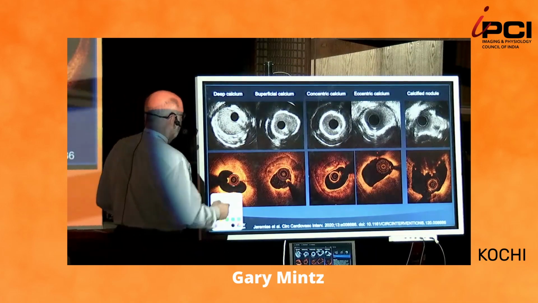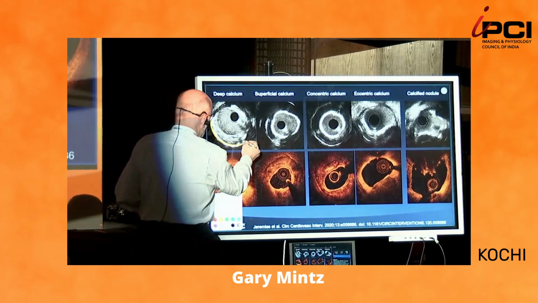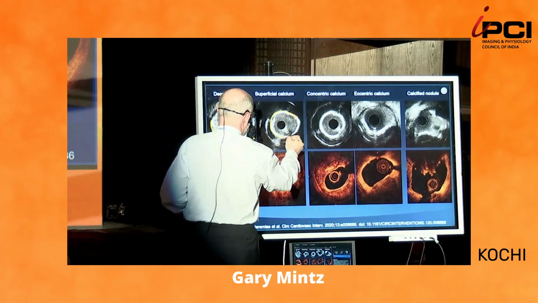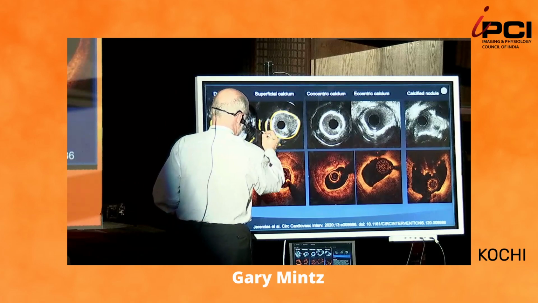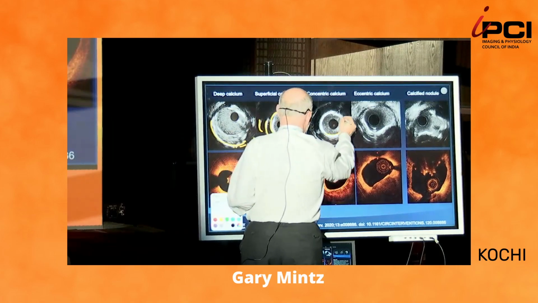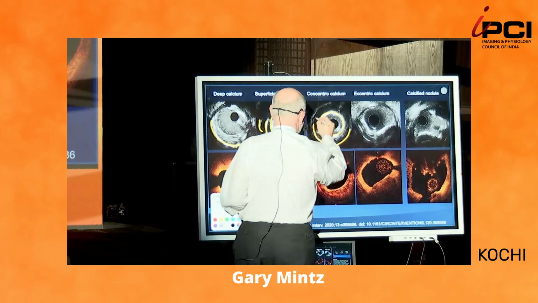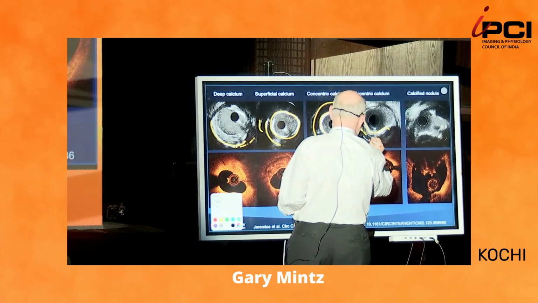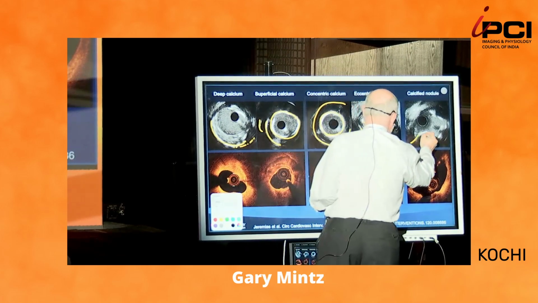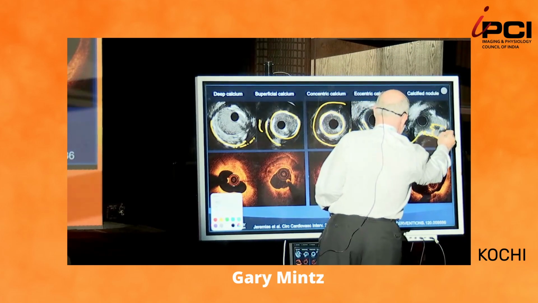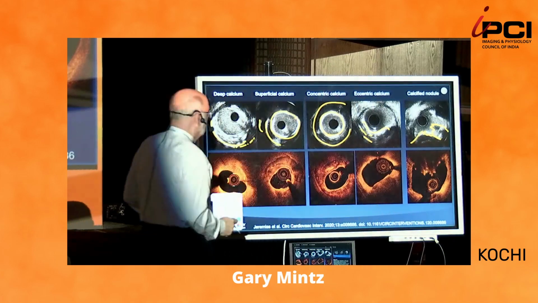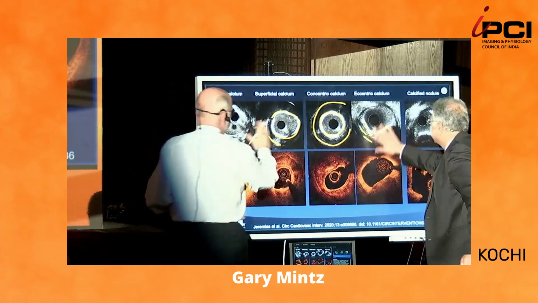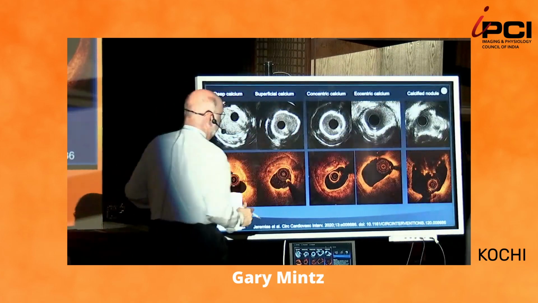Other examples of calcium: this is deep calcium, which is closer to the adventitia. This is superficial calcium with reverberations. This is concentric calcium with reverberations. This is eccentric calcium with reverberations. And this is a calcified nodule. Okay? Those are the typical features of calcium, or at least the typical descriptors of calcium.